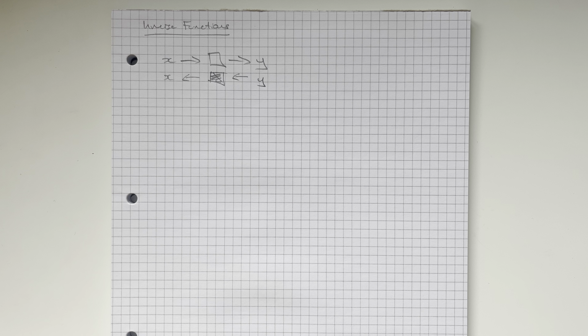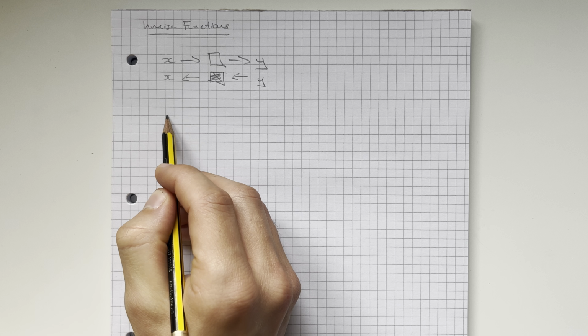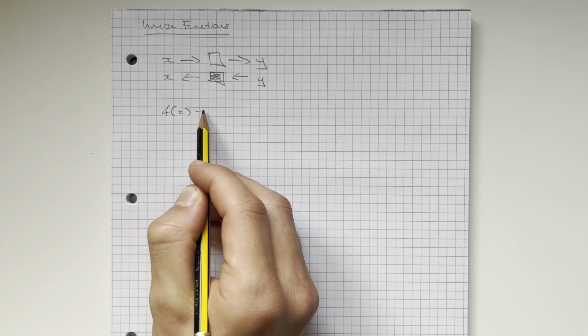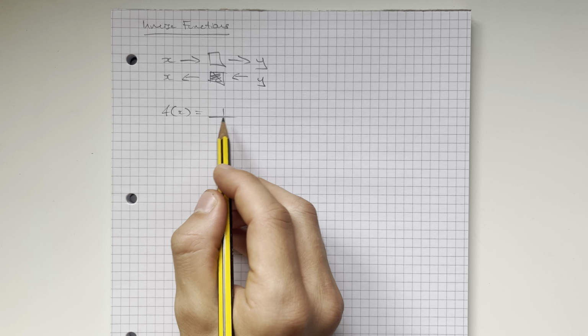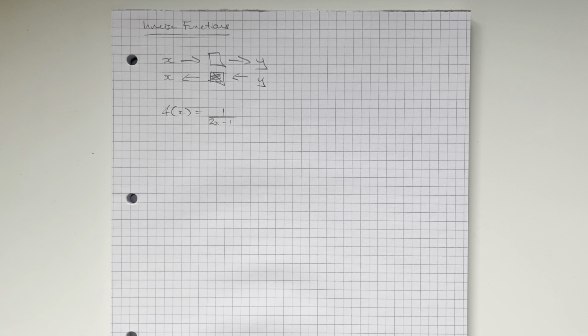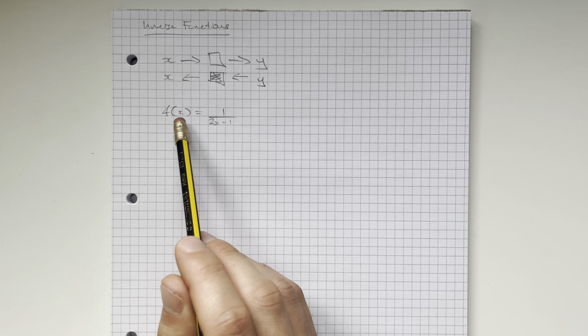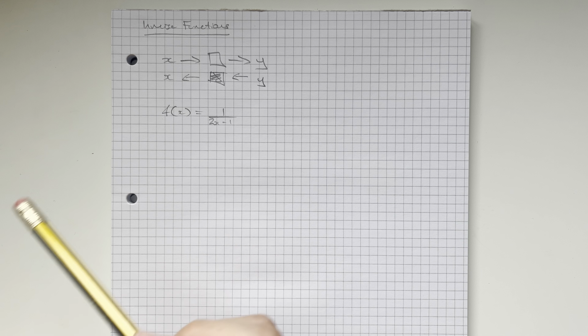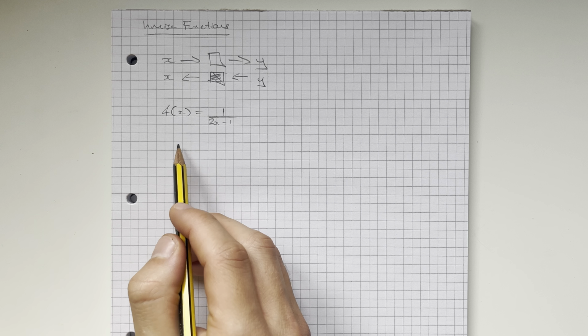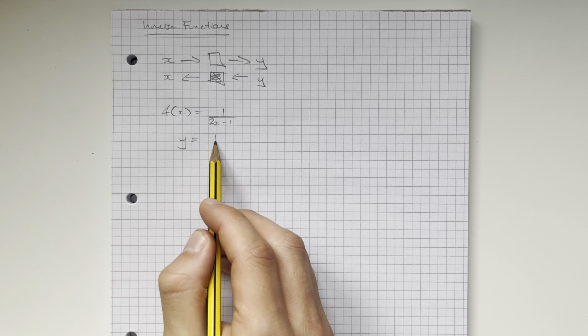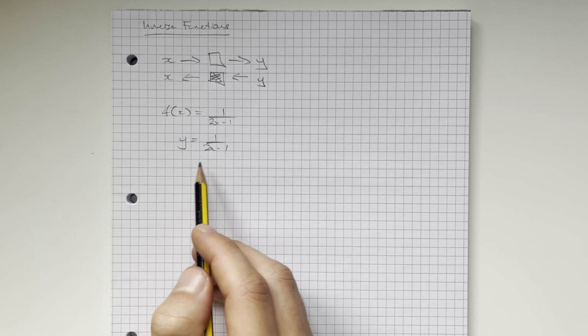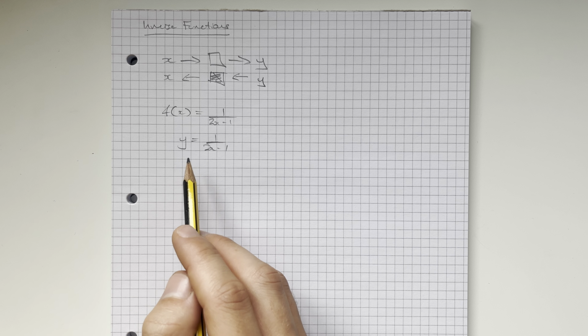So I think the easiest way to do this is with an example. Let's start off with a function f of x, and we'll say that's equal to 1 divided by 2x minus 1. What we want to do is make the input, the x, the subject. So instead of f of x, we'll rewrite it as y is equal to 1 over 2x minus 1. And now we want to rearrange this so x is equal to something else.